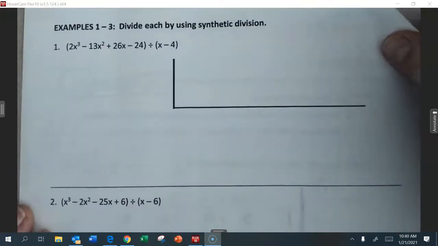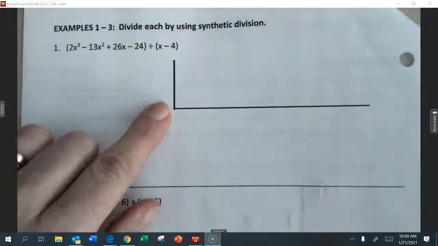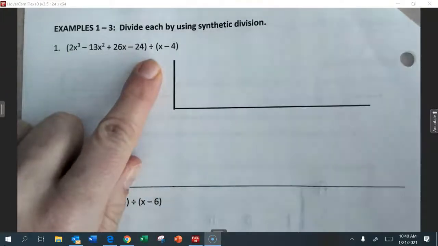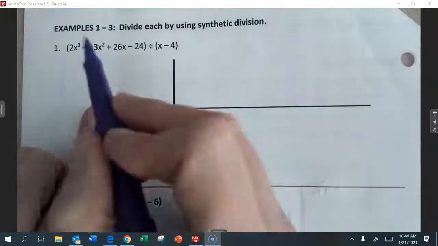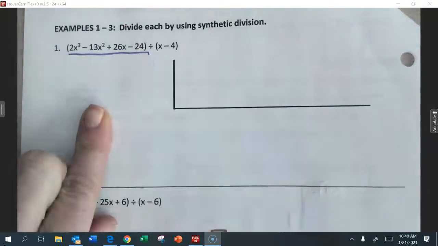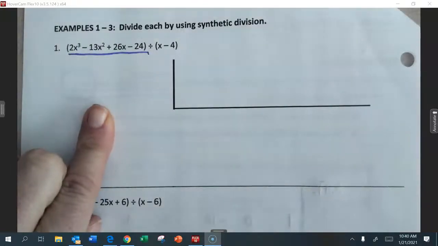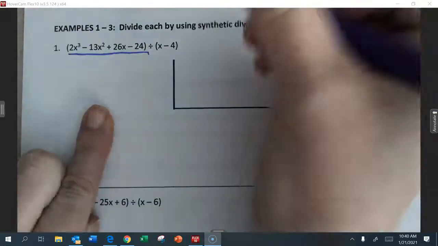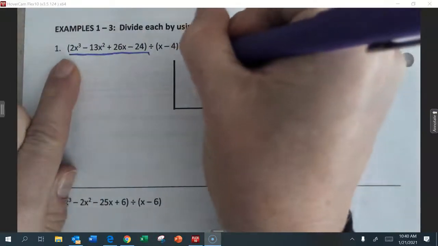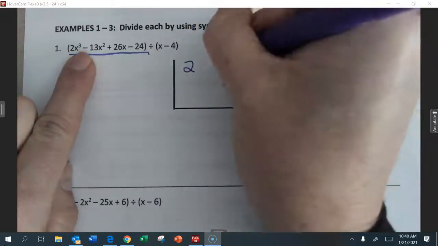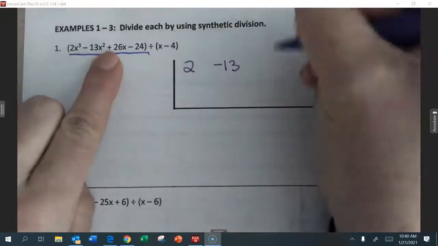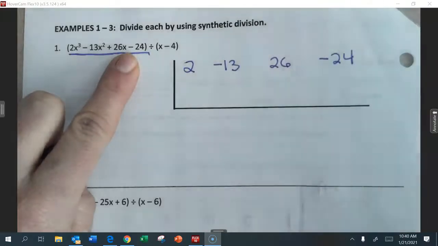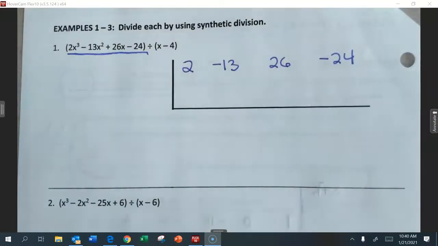Now, in this first example, I won't always draw this bar for you. But first of all, let me ask you a question. Let's go ahead and set up our dividend. Now, look at it. Are there any placeholders missing? 3, 2, 1, constant. All right, so here we go. Let's write the coefficients. I'd space it out to give yourself some room. 2, negative 13, 26, and negative 24. So that was easy, right?